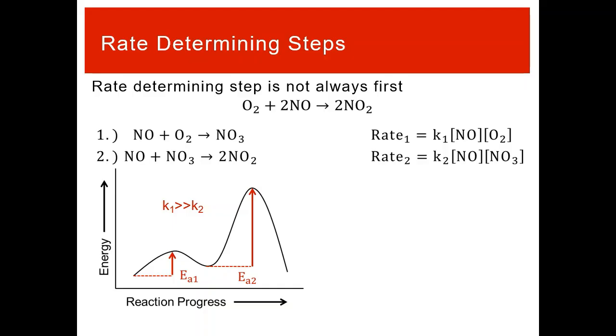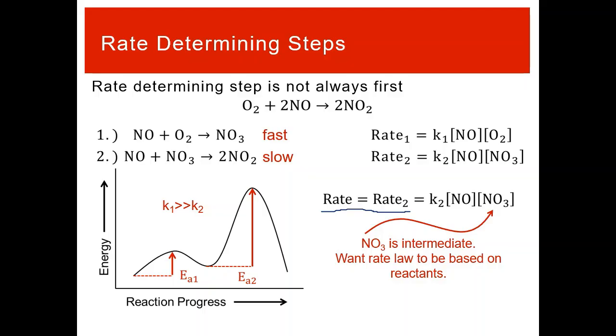Just because that first EA1 is much shorter than EA2, which tells me that the first rate is fast and the second step is slow. That's my slow step. So because the second step is slow, I can still use rate determining. Rate is equal to rate 2. Okay, that works. That is my rate determining step, so I can just use that right there.